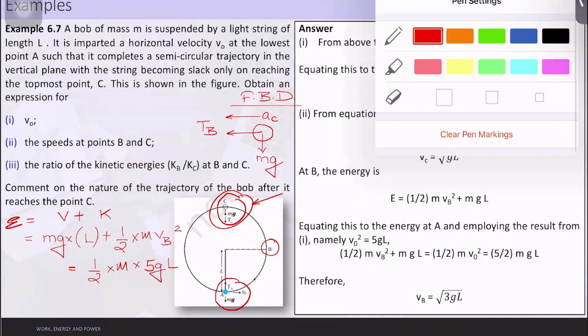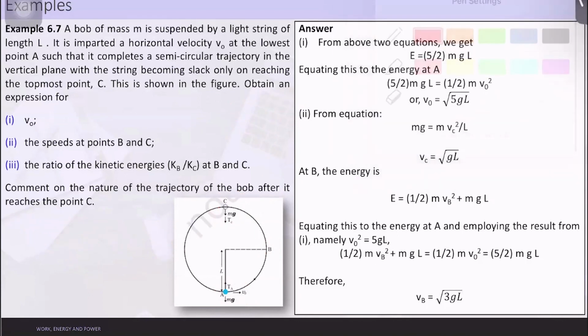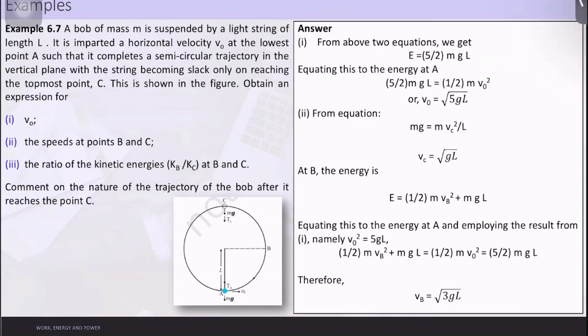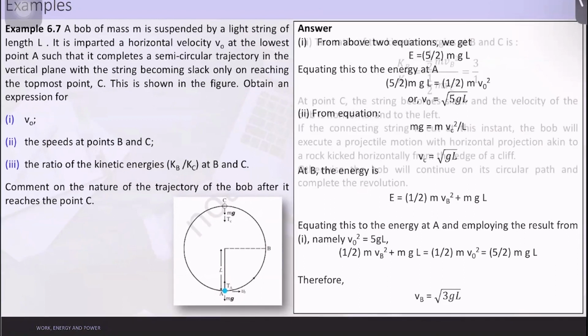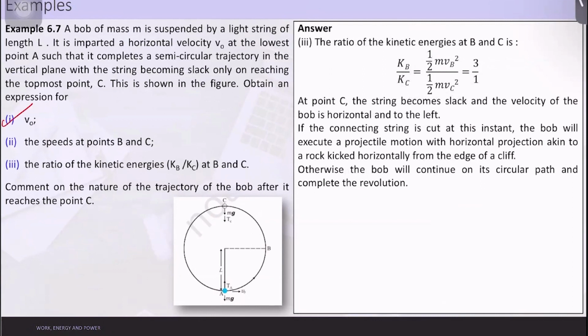Now let us complete the iteration part and move forward. We have understood that VB is equal to under root 3GL. So we calculated the value of V0 also. We calculated the value of the speeds at points B and C. The next thing being asked is the ratio of the kinetic energies at B and C, that is KB and KC. So let's calculate it also.